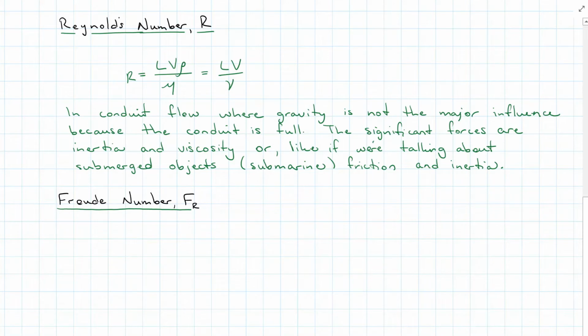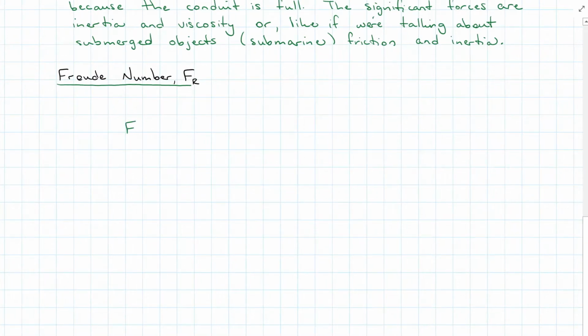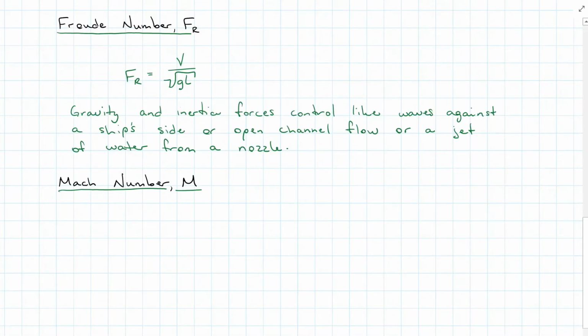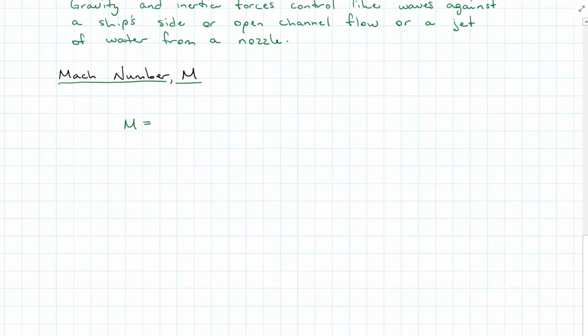Another example: if gravity and inertia forces, like wave action on a ship, are the major influences, we're going to want to use Froude number, which is equal to velocity divided by the square root of g times L. If compressibility is important, then we need to use Mach number, where Mach number is equal to velocity divided by the speed of sound, or velocity divided by the square root of the bulk modulus over rho.